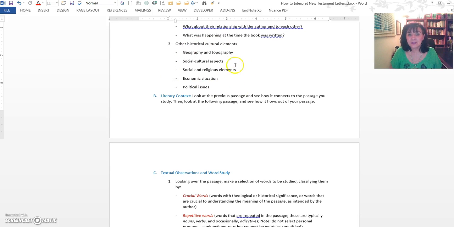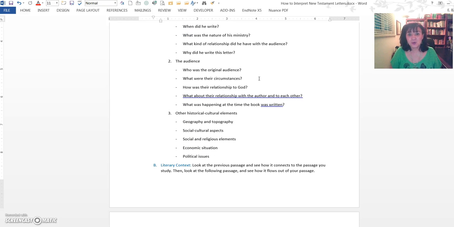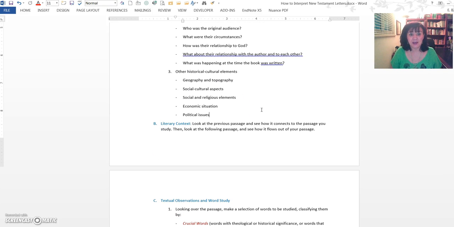So look through those and try to cover these things. Your historical cultural context shouldn't be more than a page and a half. For this purpose, I think a page should be enough. On your Ephesians passage, you can make it a page and a half.